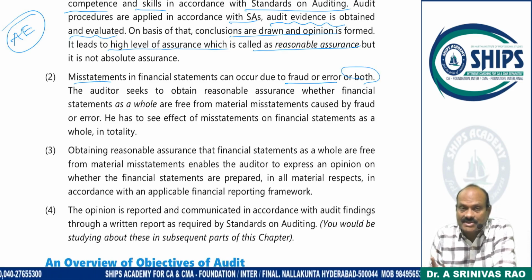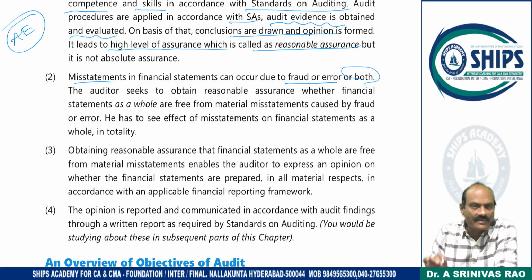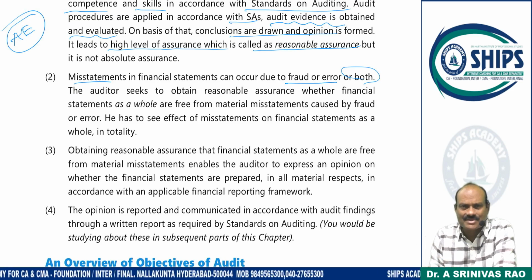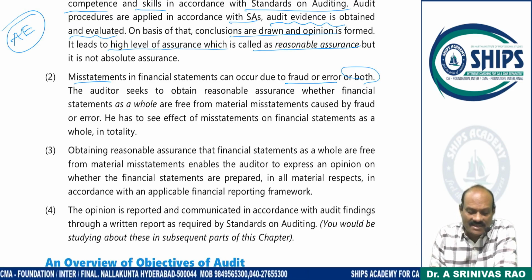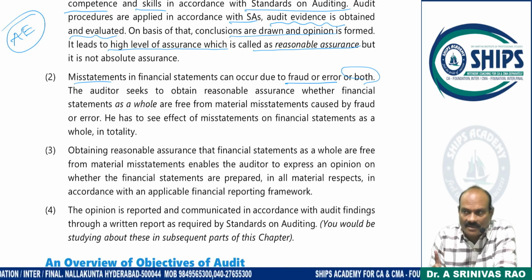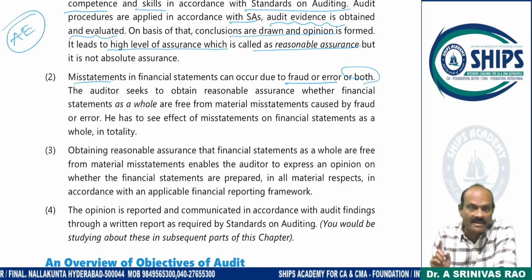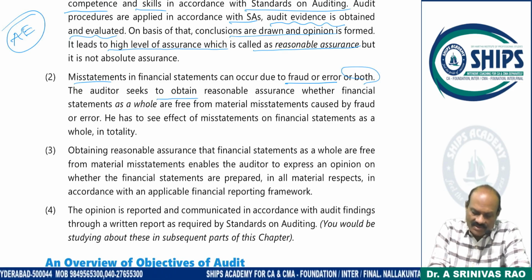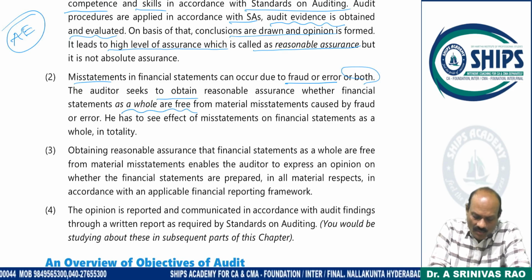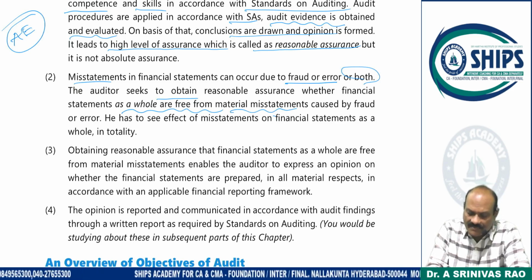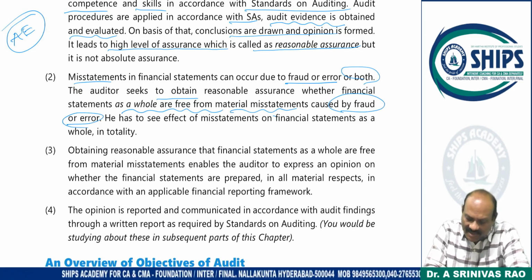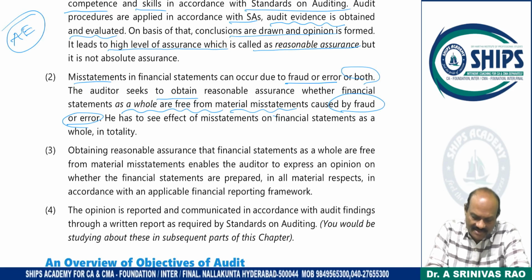Fraud is done intentionally, meaning knowingly, willfully, deliberately; people collude and they do the fraud. That is called an organized fraud. Errors are unintentional, meaning they happen by mistake. Errors can be detected easily, but a fraud cannot be detected easily unless you investigate that item. And the auditors seek to obtain reasonable assurance whether the financial statements as a whole are free from material misstatement caused by fraud or error.